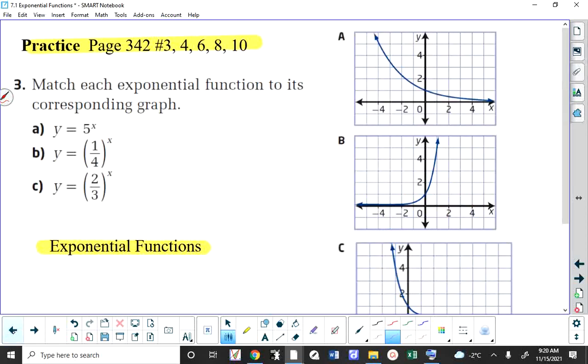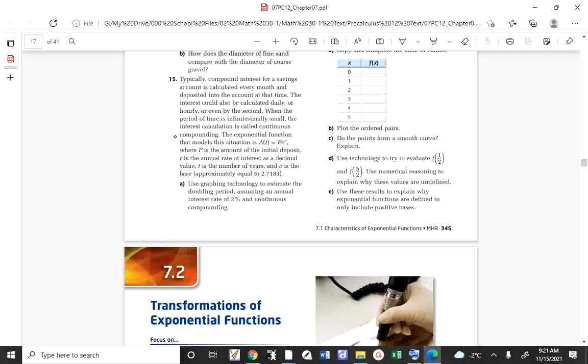Does anybody have any questions you would like me to go over from this section? It's been a few days, so you might want to take a look at your work. Page 344. Okay.